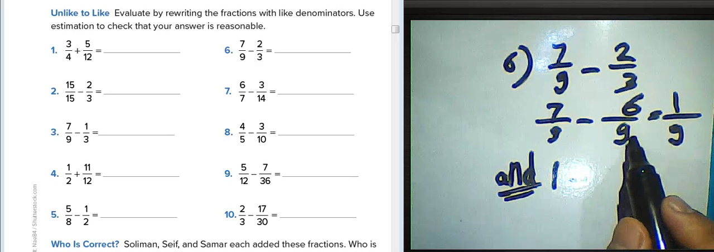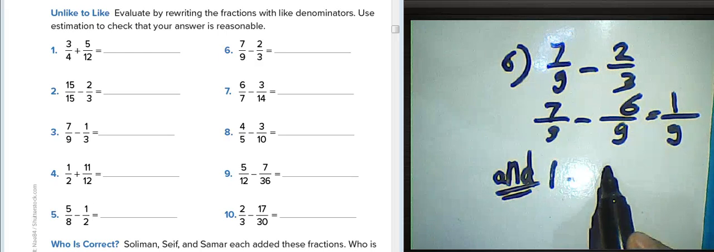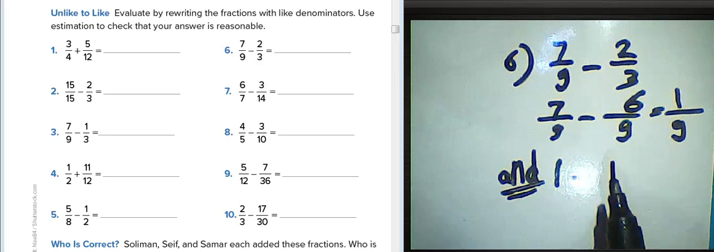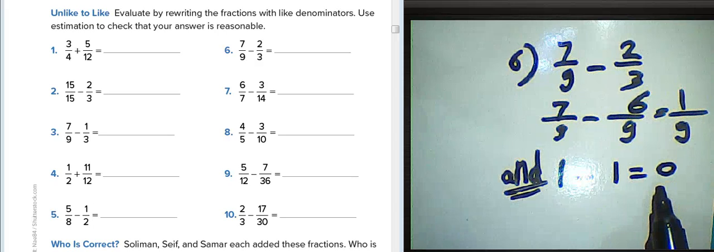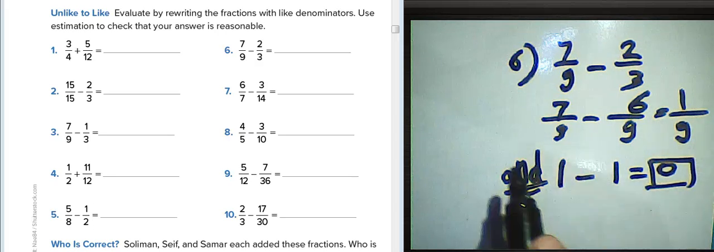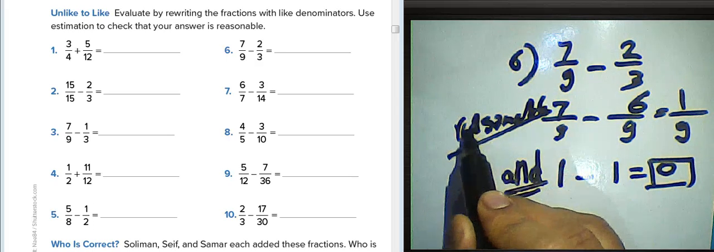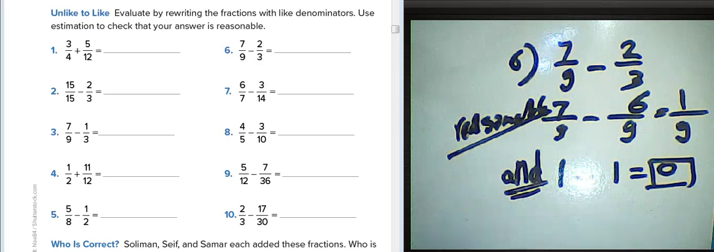And 6 over 9 will be nearest to 1, because 6 is nearest to 9. 1 minus 1 equals 0. And the estimate here will be 0, and 1 over 9 is nearest to 0. So it's a reasonable number. We must write reasonable number here.